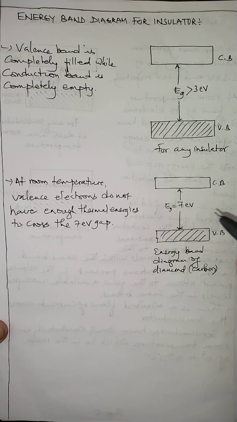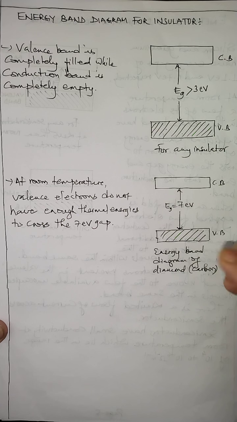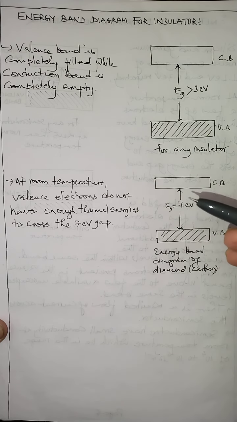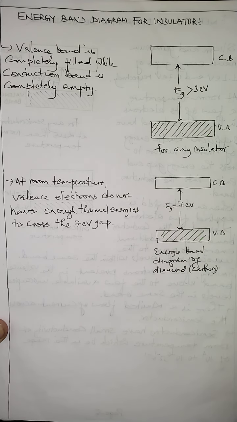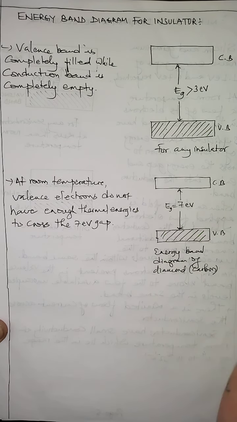Like diamond cannot conduct electricity because of the large energy gap. Even if you connect it to an electric field, the electron cannot go from the valence band to the conduction band. That's why in an insulator, remember this, the valence band is completely filled, whereas the conduction band is completely empty, even at room temperature. Even if you increase the temperature, you cannot cross that energy gap to move from the valence band to the conduction band. That's why an insulator at room temperature does not conduct electricity, because of the large energy gap between the valence band and conduction band.